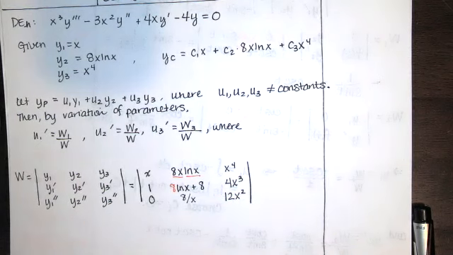Now, whenever you evaluate a determinant, you have a choice. You can multiply, or you can expand, along any row or column that you like. Any one of those is fine.